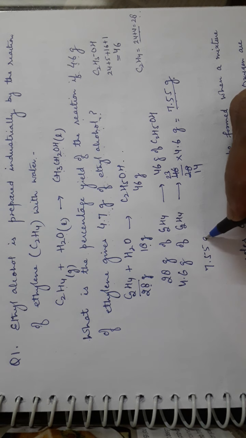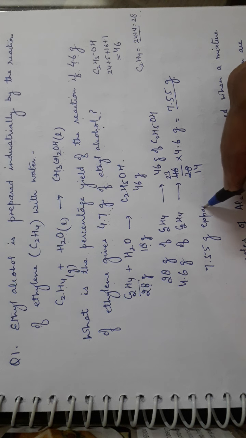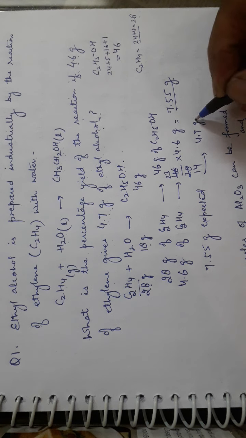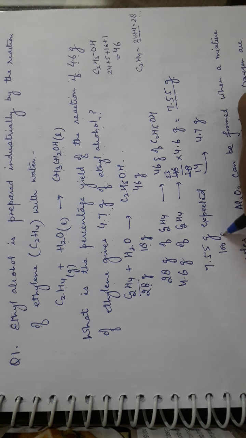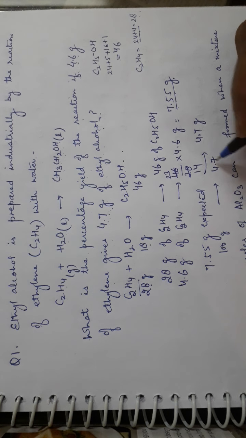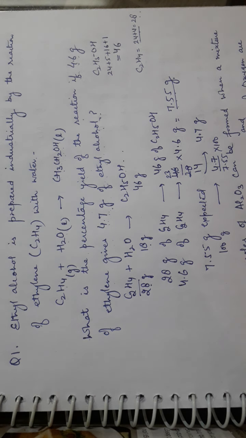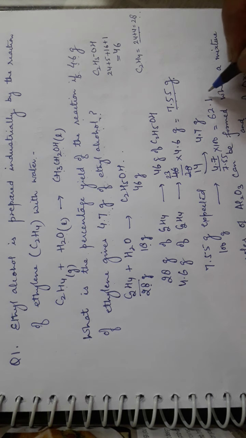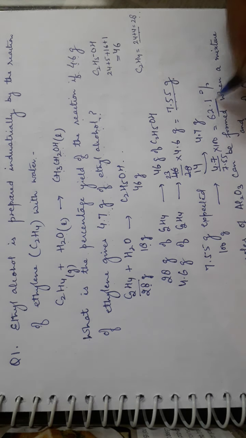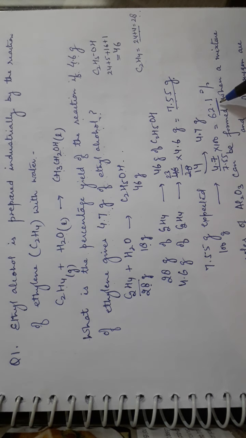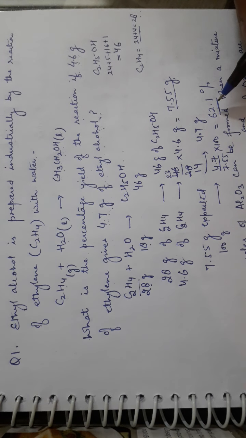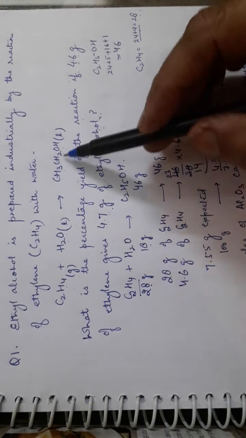In 7.55 gram expected yield, we are getting only 4.7 gram. Then if the expected yield is 100 gram, how much will we get? 4.7 upon 7.55 into 100. It comes out approximately 62.1. You can calculate it accurately. It is coming approximately 62%, 62.1 something percent. So this is the way you can solve the question. The basic idea comes from the balanced chemical equation.